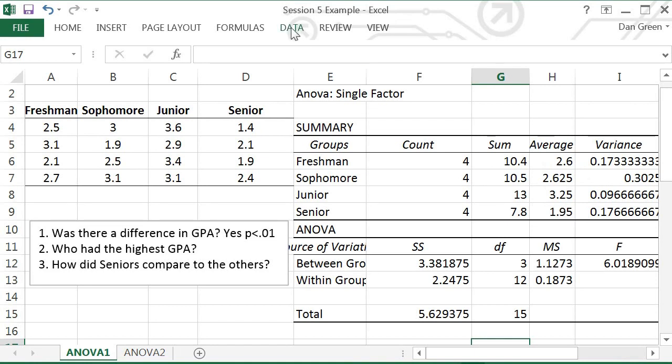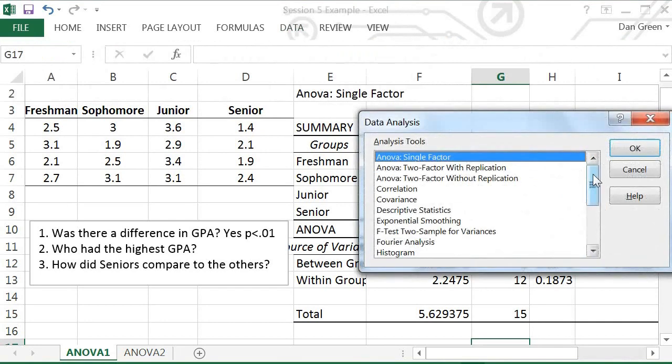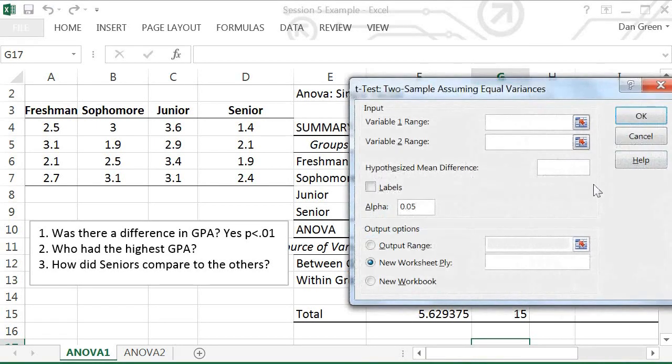So let's go back to our Data tab here, click on Data Analysis, and then we're going to go down to the bottom to our t-tests. Now these are not paired t-tests, it's not pre and post, they're independent. These are 4 independent groups. So we're going to do the two-sample assuming equal variances. I'm going to click OK.